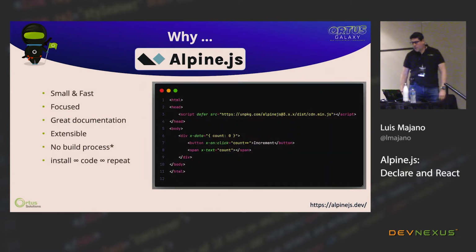And the question is why you would want to use Alpine.js. Again, it's another tool in your arsenal. It is very small, it is very fast and focused, and that's the important thing here. It's focused, has great documentation, and it is extensible as well. It doesn't require any build process. This is something that you can just put into your applications that you've already built and basically code and repeat. So it's very easy to get started.